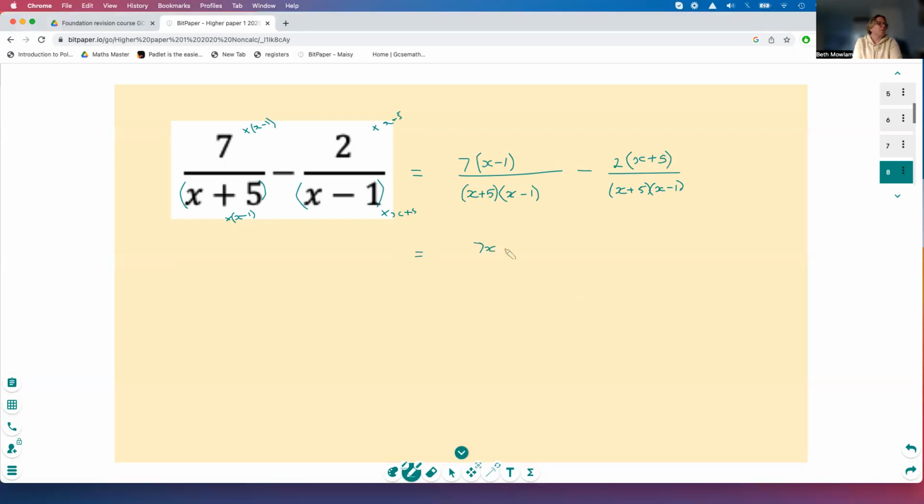So I'm doing steps so you can see 7x minus 7 minus 2x. Now be careful because it would be minus 2 times 5, so it'd be minus 10.